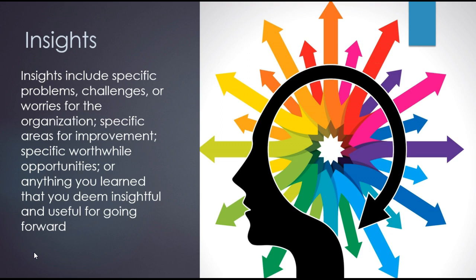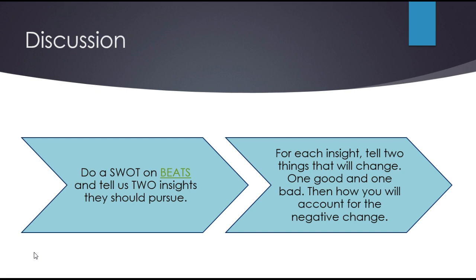It needs to flow. So here's a discussion that we're going to do. I believe we'll do it in Friday's class. It's a SWOT of a company. The key is this. If you look at the second square or triangle thing, it says, for each insight, tell two things that will change, one good and one bad. How will you account for the negative change? So the key is always being prepared for both sides.